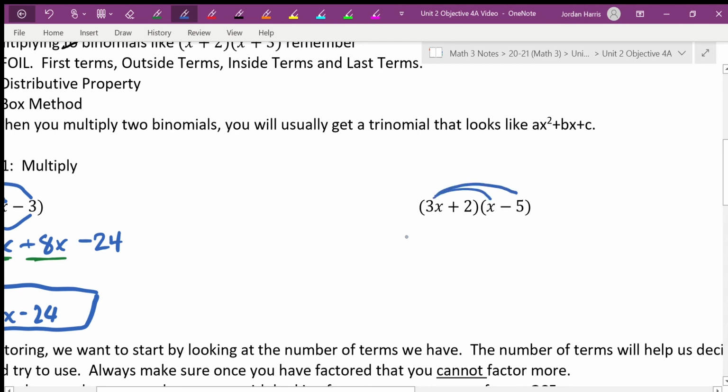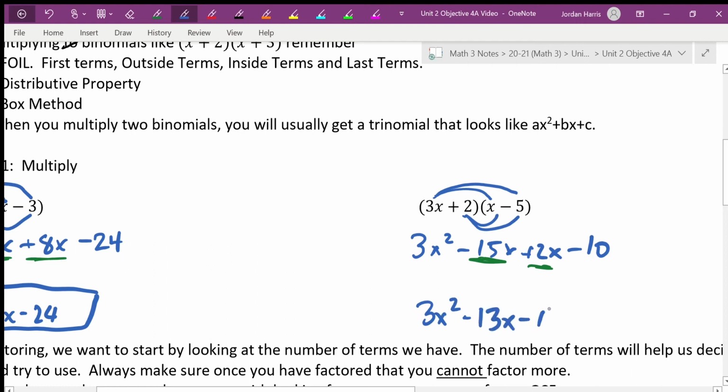Okay, then we did this on the next one. So 3x times x is 3x squared. 3x times negative 5 is negative 15x. 2 times x is positive 2x. 2 times negative 5 is negative 10. Combine our like terms once again. Only the x's have like terms. So 3x squared minus 13x minus 10. There's that. All right.